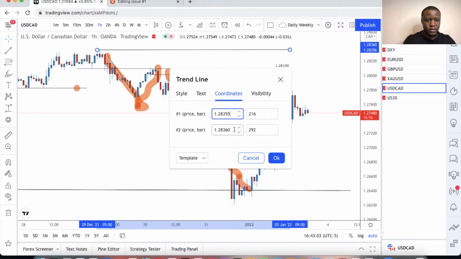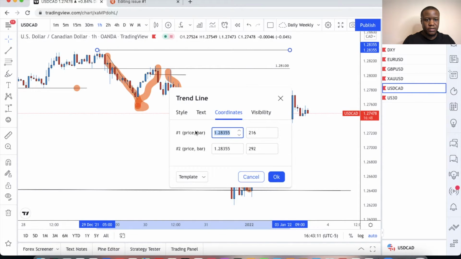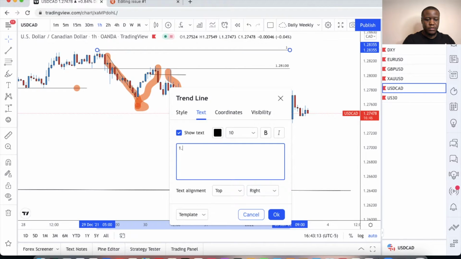1.28355. That is your stop loss. 1.28355.